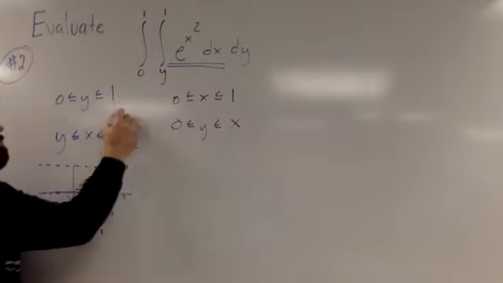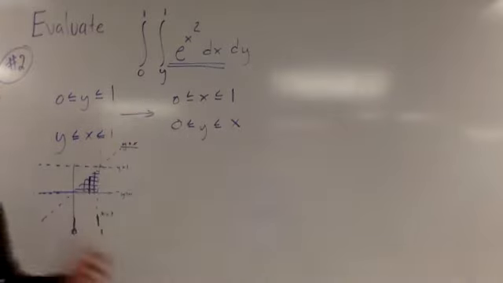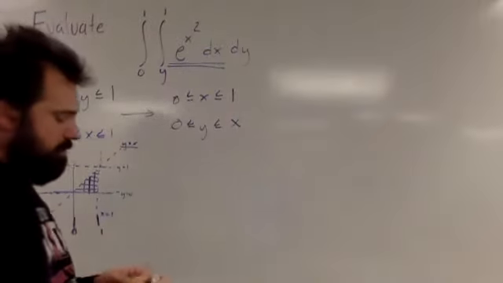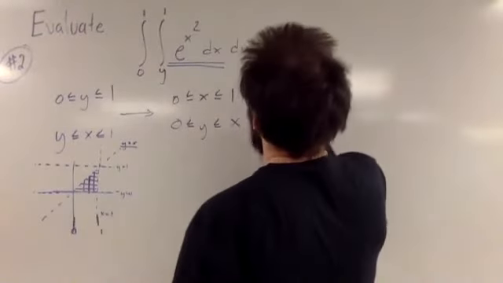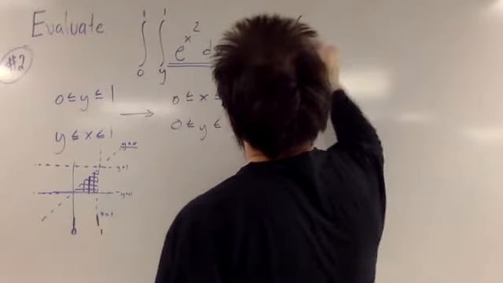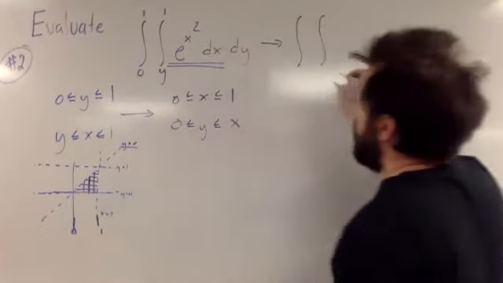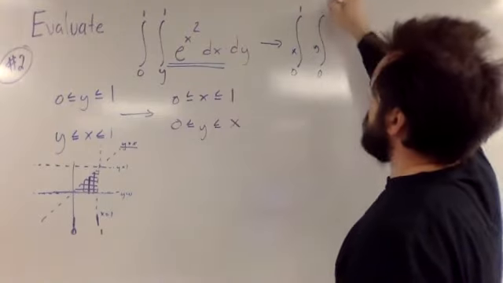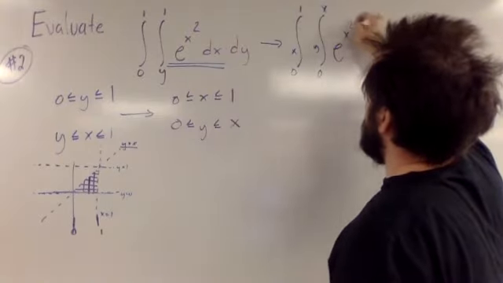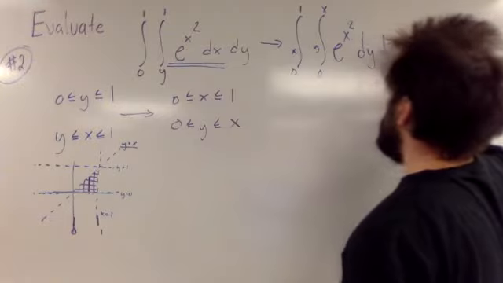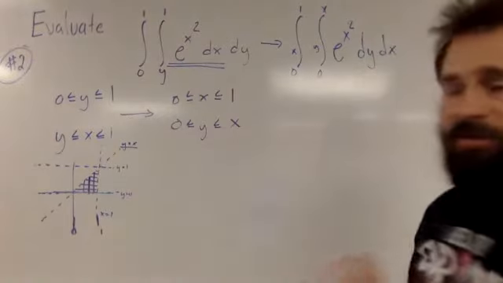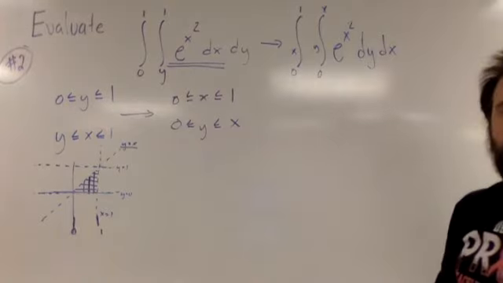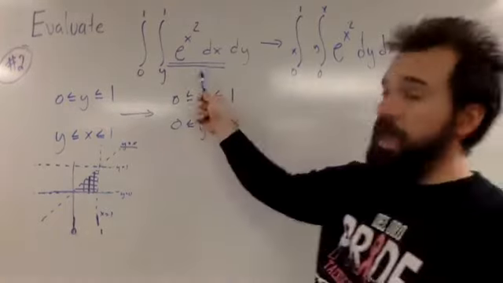So this is my transition, what I have to do with my bounds so that I can rewrite this. So now I have x going from 0 to 1, and my y values go from 0 to x. I'm going to do dy dx. That's what I have to do in order to switch the limits of integration, so that I can do dy dx first instead of dx dy. Because here, I can't integrate this.